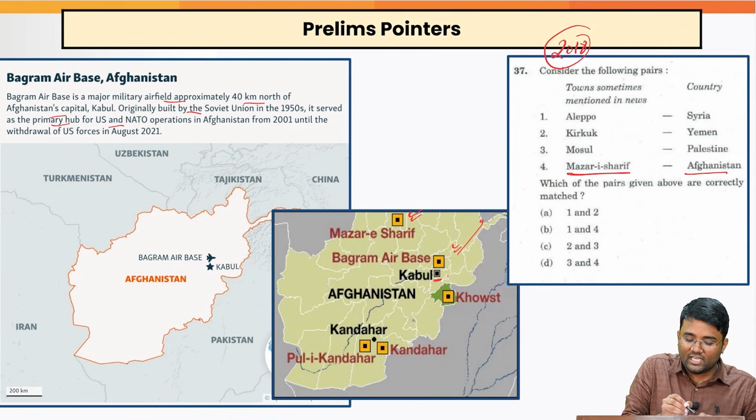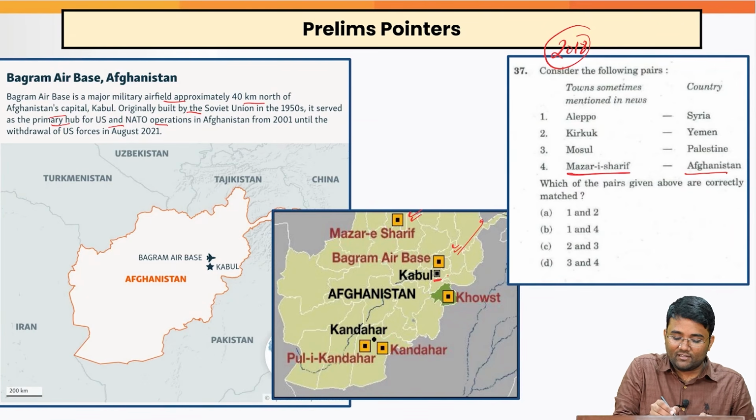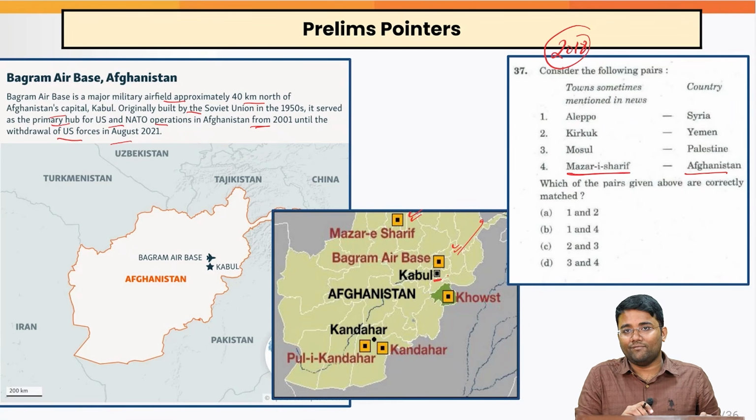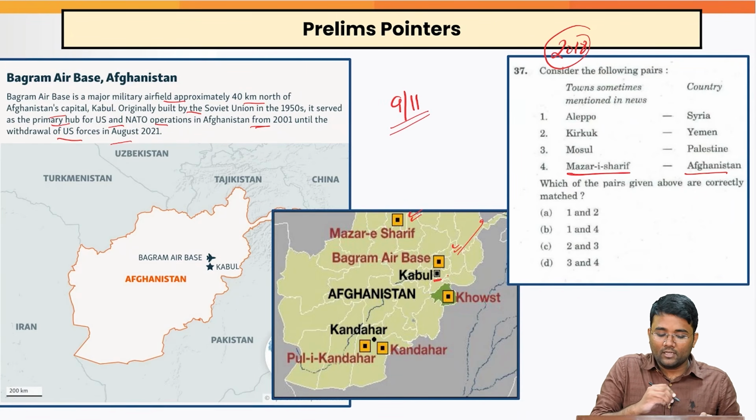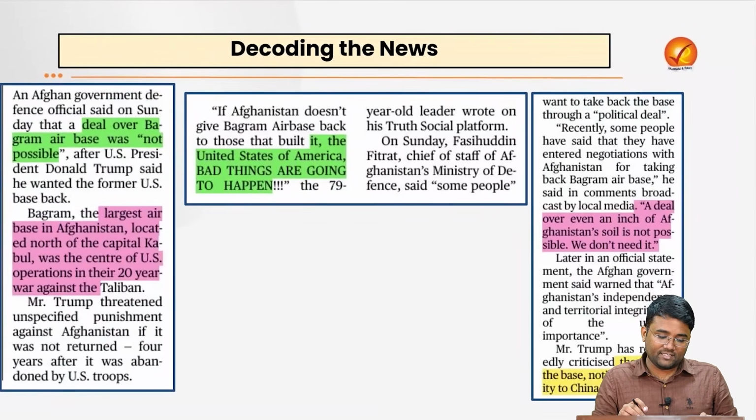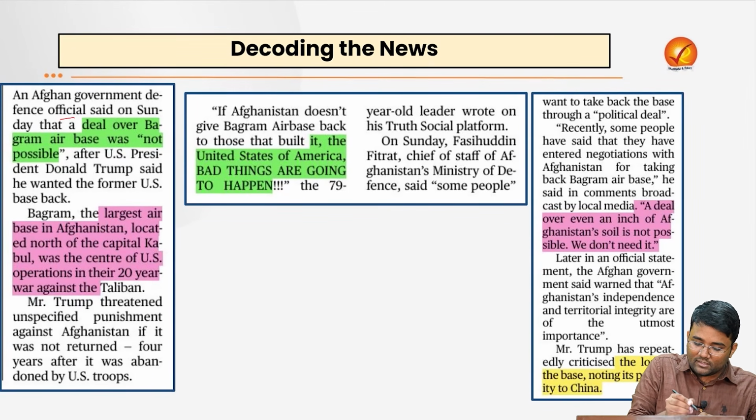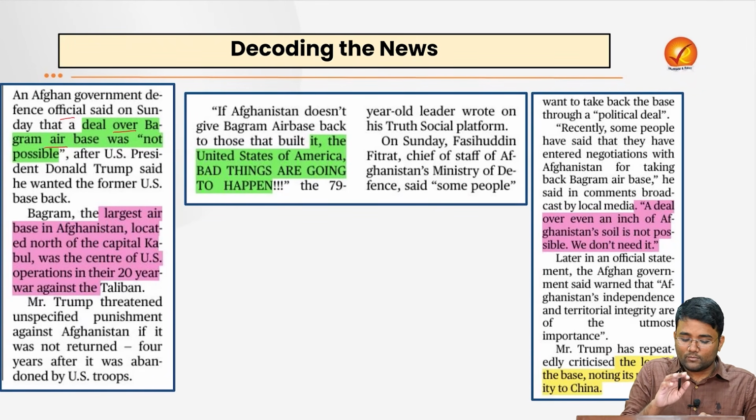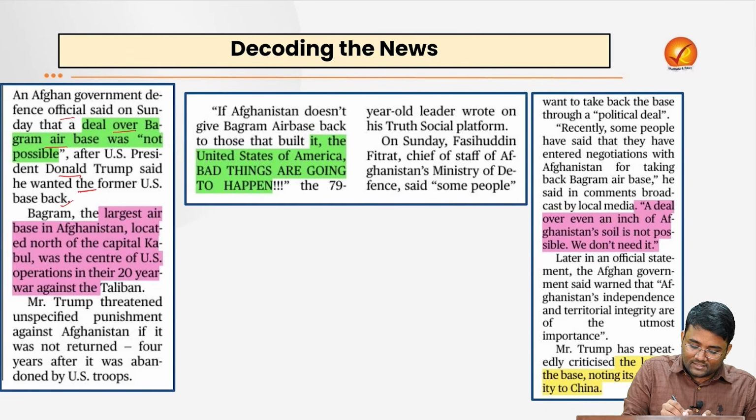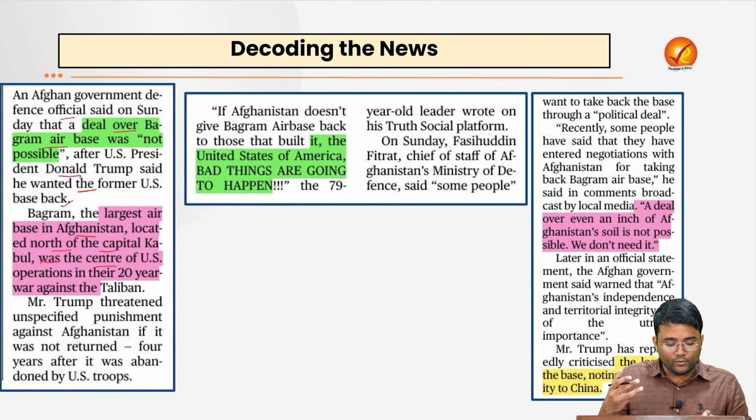It served as the primary hub for US and NATO operations in Afghanistan from 2001 until the withdrawal of US forces in August 2021. After the 9/11 attack, whatever operations were started by the US and NATO, initially they started from this Bagram Air Base itself. Now, the Afghan government has said that a deal over Bagram Air Base was not possible after the US president said that he wanted the former US base back, and it is the largest air base in Afghanistan, located north of the capital Kabul. It was the center of US operations for their 20 years war against the Taliban.